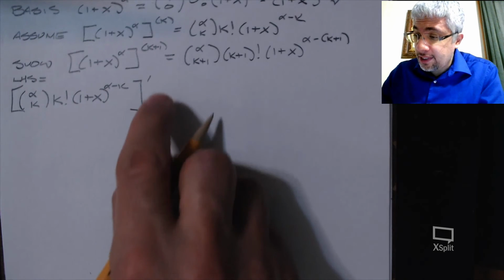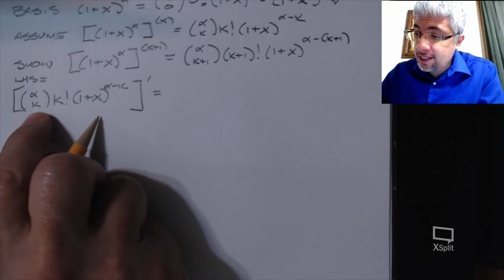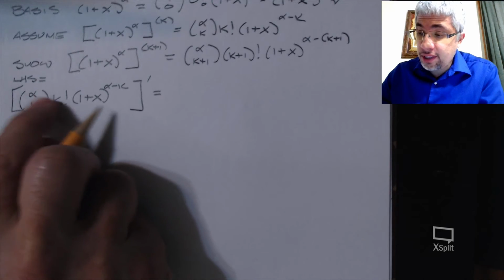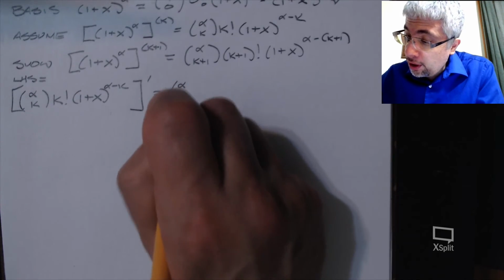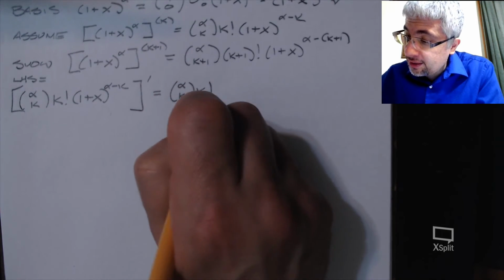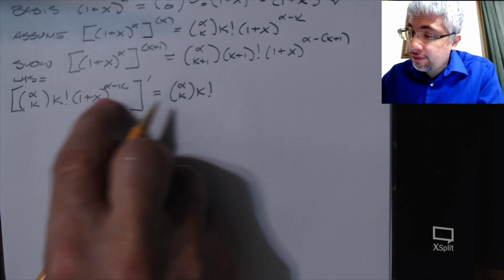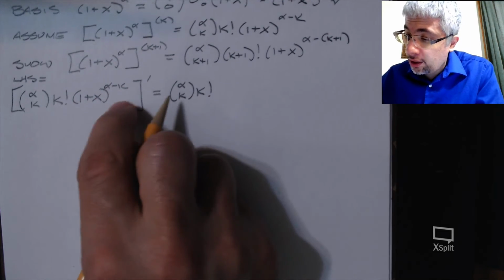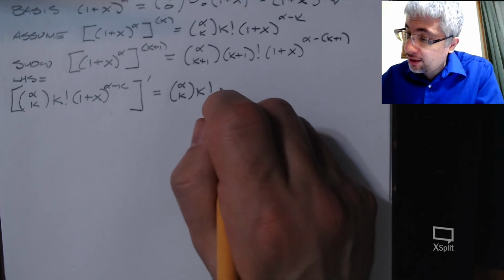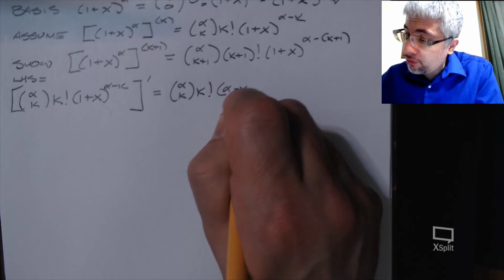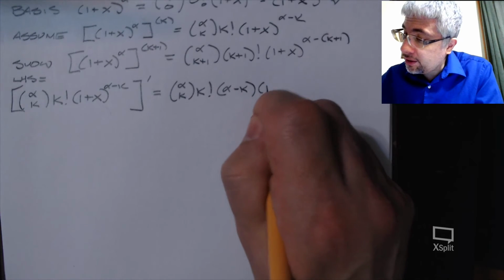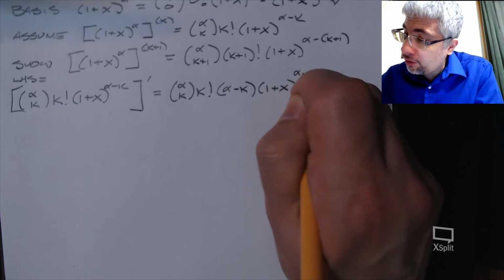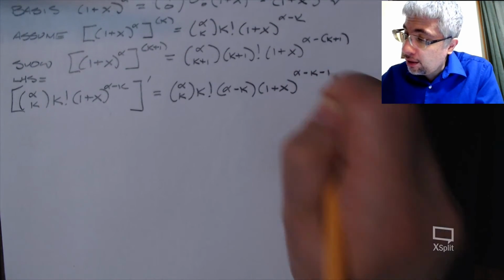Well, I have to take the derivative of this, and keep in mind that this is a constant. Whatever number this is, I can just pull that out. So I'm going to pull out this, and now I'm going to take the derivative of this, which is going to be what? Well, my exponent is alpha minus k, so I'm going to get alpha minus k, and this is going to be 1 plus x to the alpha minus k minus 1.